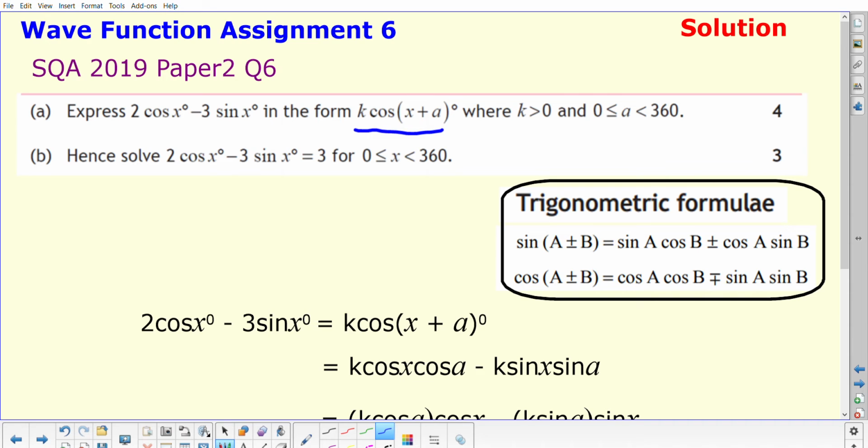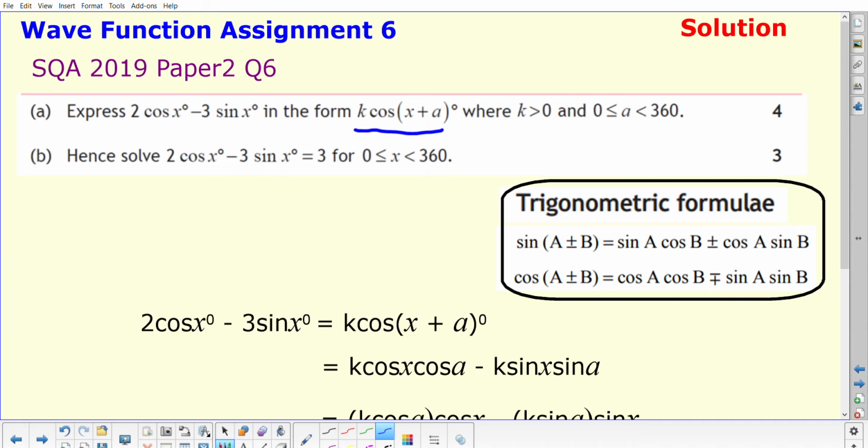Notice there's also a part B, and the part B begins with the word hence, solve, and that should lead you into the route that whatever you're doing in part A, you're then going to be following through to solve in part B. So expressing 2 cos x minus 3 sin x equals k cos(x + a). That's how you begin this, so you should have those two things written down.